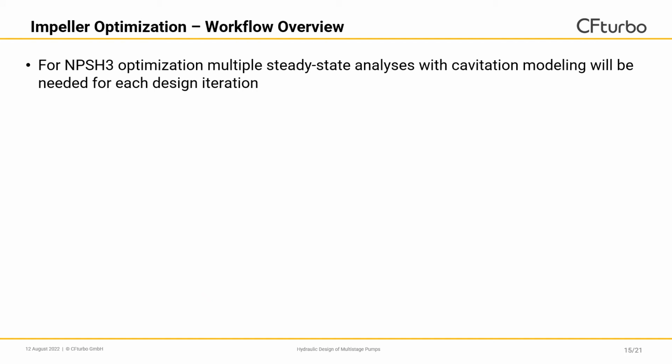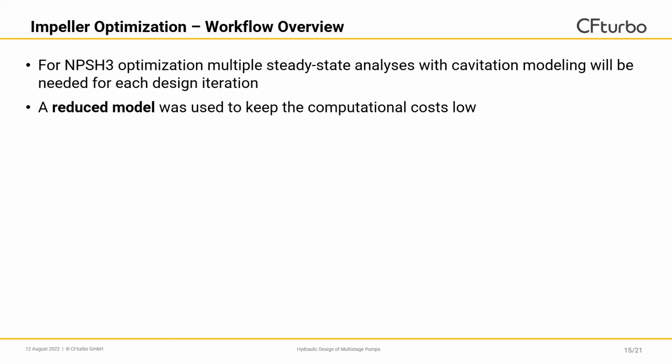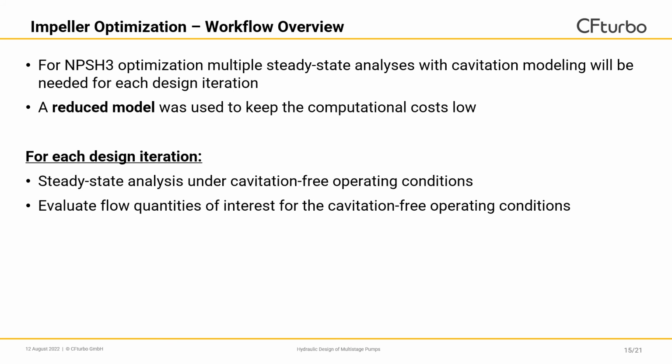So for the optimization of the NPSH, we needed to run multiple steady-state analyses with an activated cavitation model for each design iteration. In order to keep the computational costs low, we have used a reduced model. And what were the steps we have used for each design iteration? Well, we started with a steady-state analysis under cavitation-free operation conditions, and for this analysis, we evaluated the flow quantities of interest.